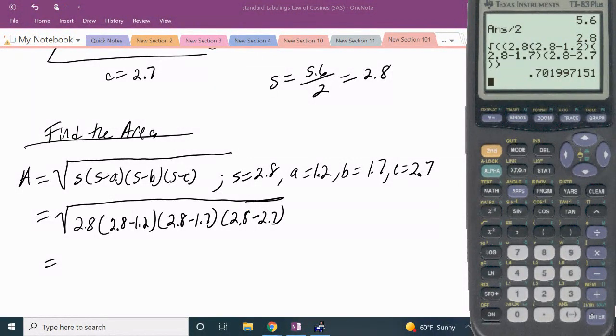And I'll give you just a second to write that down. So that's 0.70.